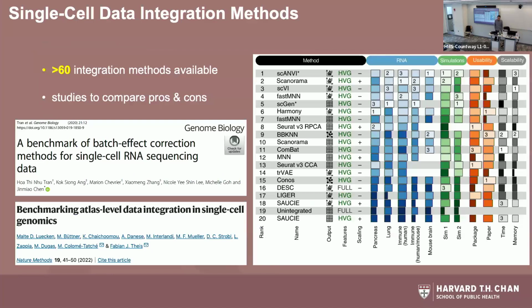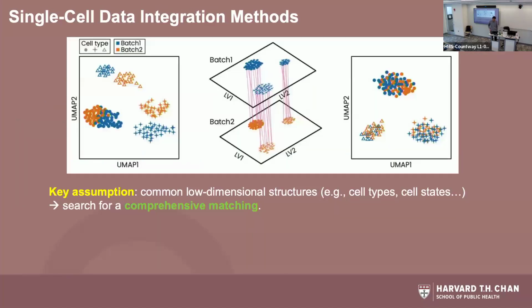Because of this importance, people all realize that it's essential in current single cell analysis. So now there are over 60, let's say a conservative number, integration methods available in R, Python, or other tools. There are even studies dedicated to comparing the pros and cons of integration algorithms in terms of different criteria or different downstream tasks. And we can consider a leaderboard of different integration algorithms to evaluate them.